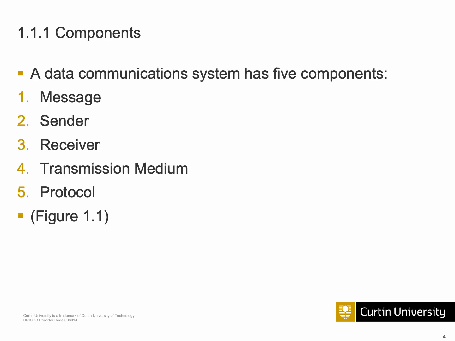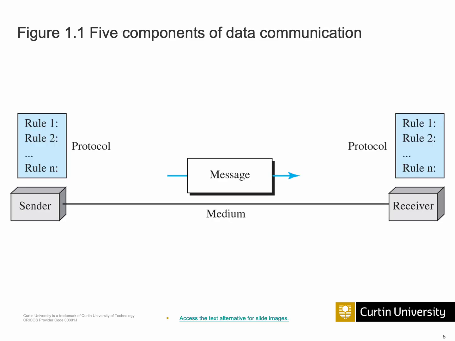Now we look at a data communication system, and this data communication system has 5 components. You will see the figure in the next slide. The 5 main components are the sender, receiver, message, transmission medium, and the protocol. You can see in this figure, we have the sender on the left, receiver on the right, and they are connected through the medium. We have the message as well as the protocol.